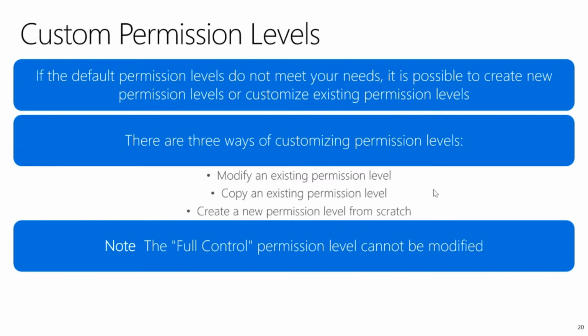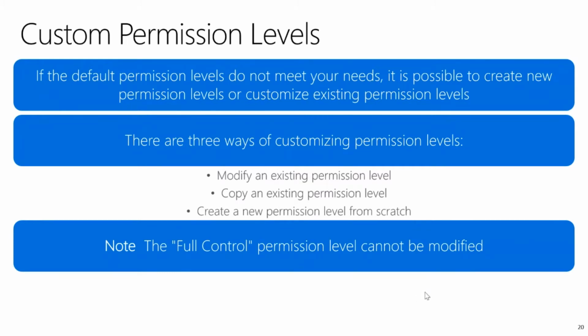Now, one thing that, since we are on this point, I would like to highlight is that the full control permission level is one of the permission levels that cannot be modified. You might see the option to modify contribute or read, not a recommended approach, but for full control, you would not even see that option to modify it. So the recommended approach is either to create from scratch or create a copy of an existing default permission level, and then just work with that copied permission level.